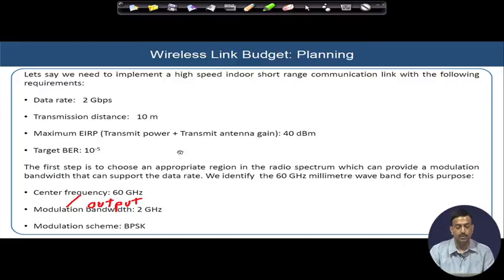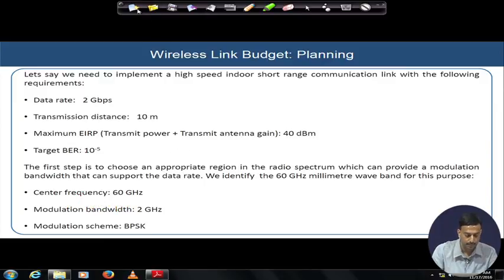So let us now see how this wireless link budget planning is done, and let us take a specific example over here. We notice that we have to implement a high speed indoor short range communication link, and the requirements are specified. For example, we need to support a data rate of as much as 2 Gbps, and we have a limited transmission distance, which is nothing but the transmitter to receiver separation distance, and since it's short range, we have only a distance of 10 meters. However, the data rate is quite high.